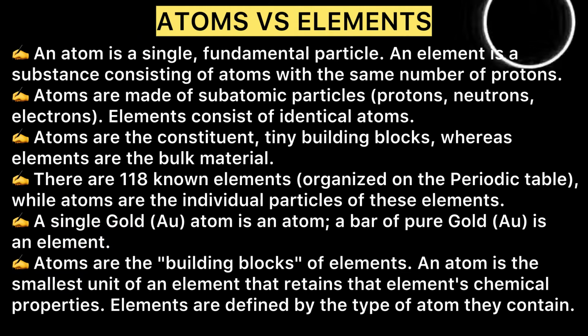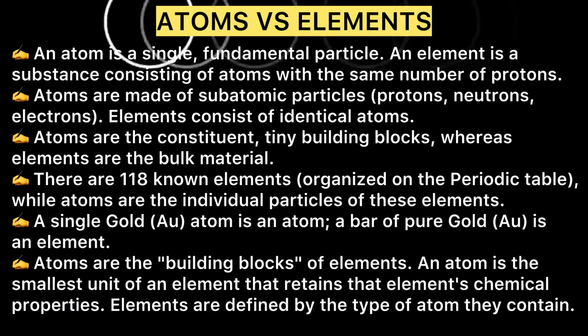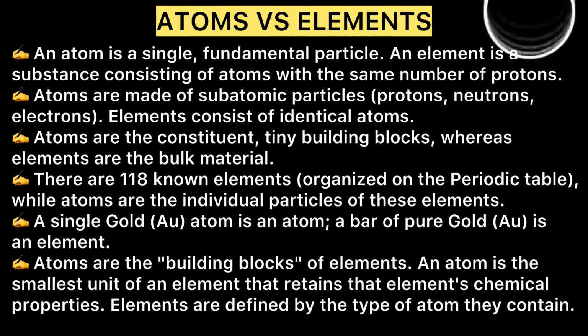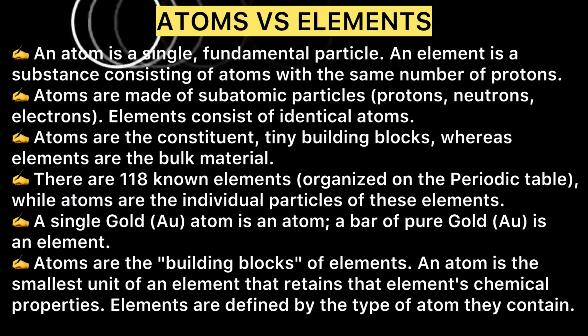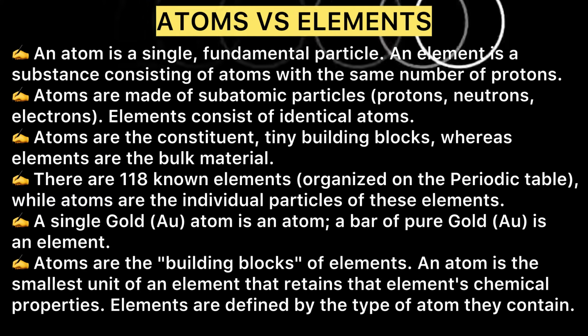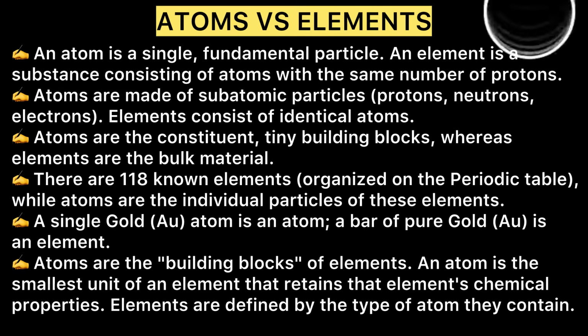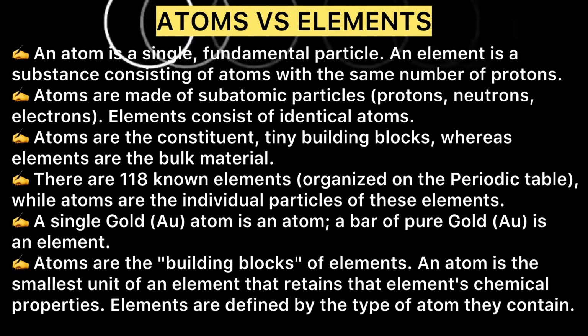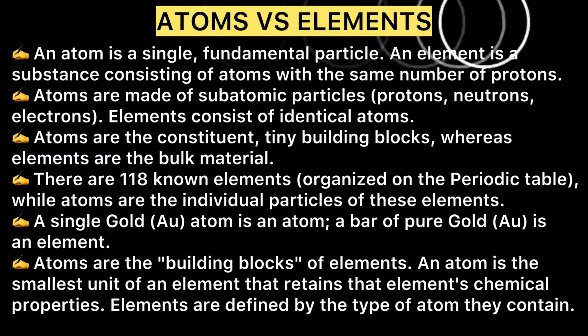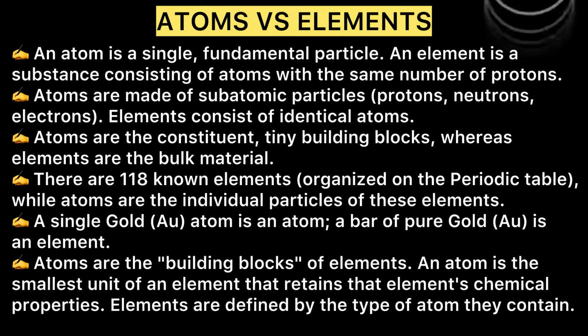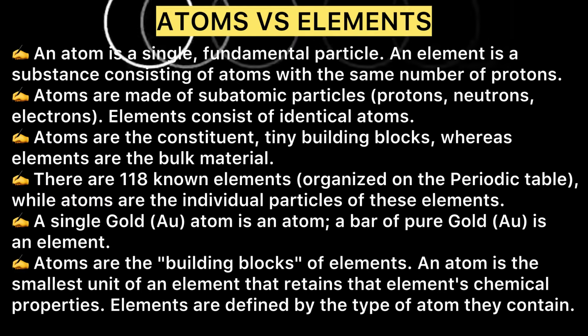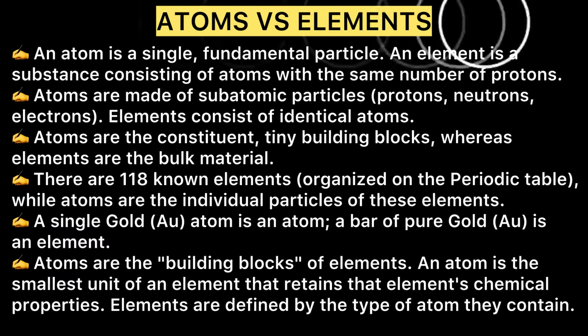Now, atoms are made up of subatomic particles like protons, neutrons, electrons, while elements consist of identical atoms. So what I'm trying to say in essence is that elements are made up of atoms, but atoms are made up of subatomic particles like protons, neutrons, electrons. So this tells you that an element contains atoms which contain protons, neutrons, and electrons. So element is like the bigger one. I don't know if you get the concept.